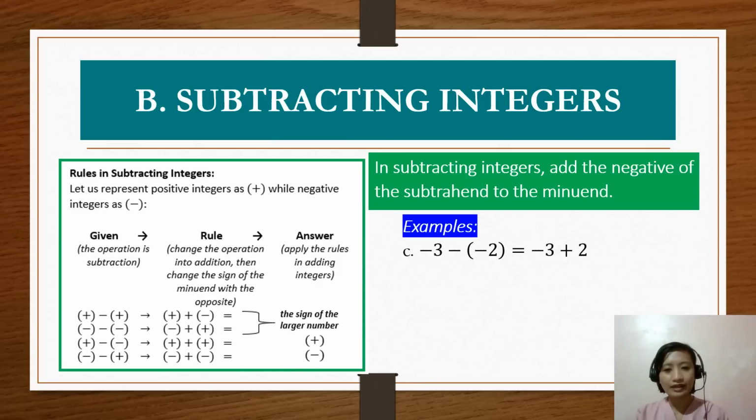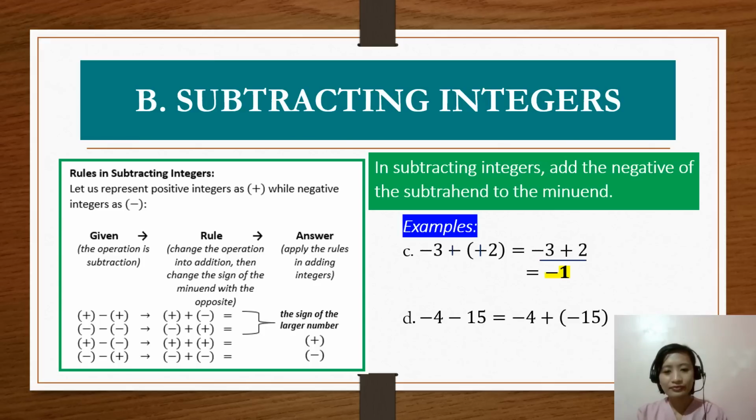Let's move on to the next example. We have negative 3 minus the quantity negative 2. On the right side of the equation, we have negative 3 plus 2. How did we get that? We got that by changing our operation to addition and then changing the sign of the subtrahend with its opposite, which is positive. And applying the rule in adding integers, negative 3 plus 2 is equal to negative 1.